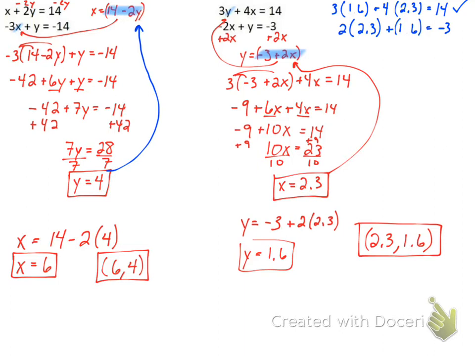Whoops, negative. That's a negative 2, my fault. Thought I made a mistake. There we go. And that checks out as well. And so that's my ordered pair solution. Double check to make sure that it's right.